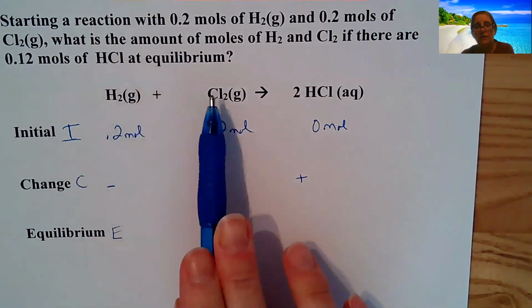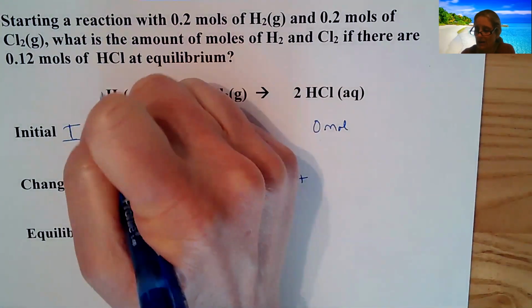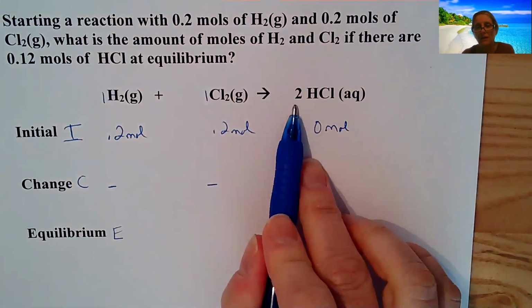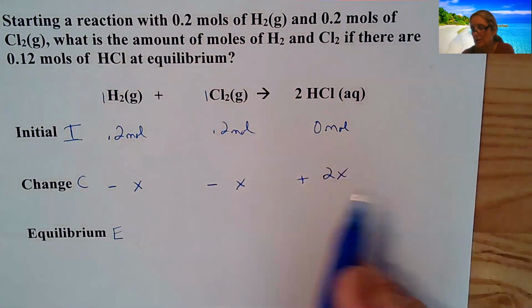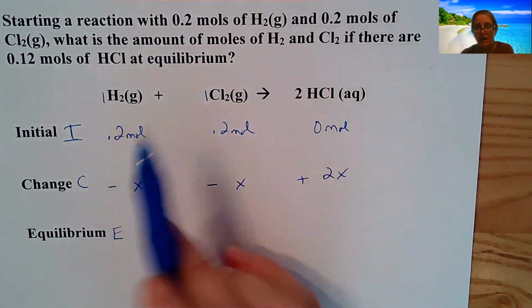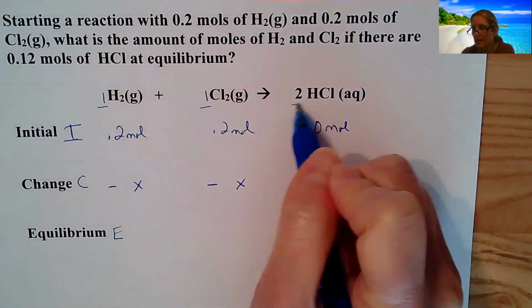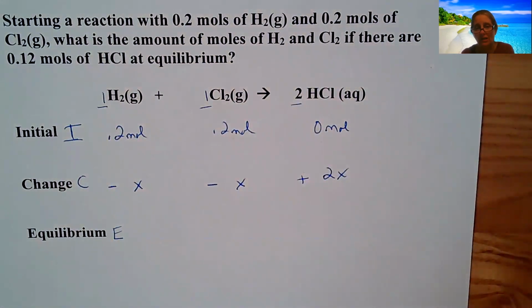This is going to correspond to the stoichiometry. Now this one is not very exciting because everything is 1-to-1 and then I make 2 of it. But this is going to be x, this is going to be x, and this is going to be 2x. So this is always determined by the stoichiometry. So always by what is the balanced chemical equation is going to be what the change is.